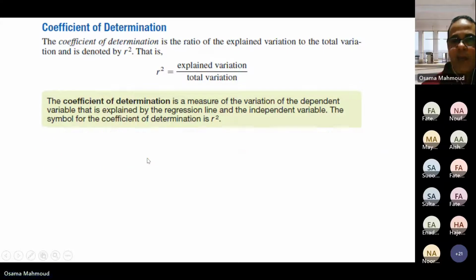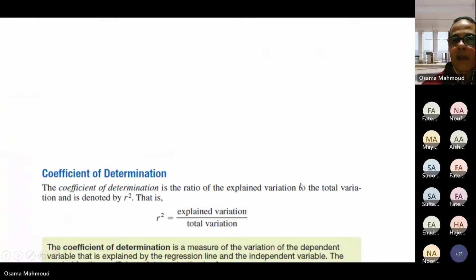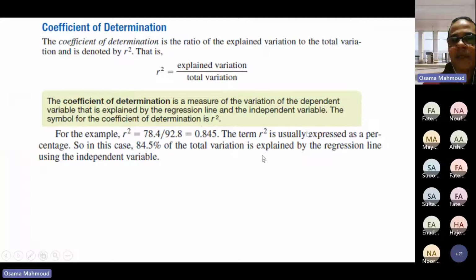Again, I go back to my linear regression equation. I find the correlation coefficient. I square it to get the coefficient of determination, multiplied by 100. Okay. I get something called the coefficient of determination. This percentage represents the percentage of variation in the dependent variable Y caused by the independent variable X.